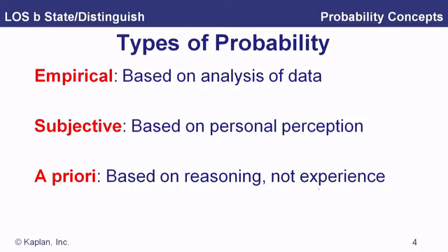An a priori probability is based on reasoning. So there's no experience there. If someone hands you a coin and you look at it and say, well, I'll bet if I flip this, it'd come up heads half the time and tails half the time because there's only two sides, that's just based on reasoning. There's been no coin flipping, so that's an a priori probability.